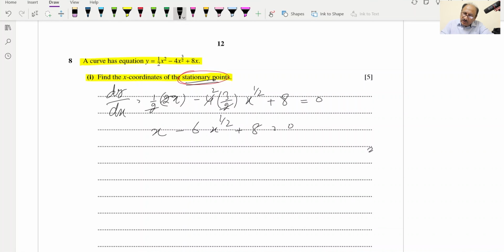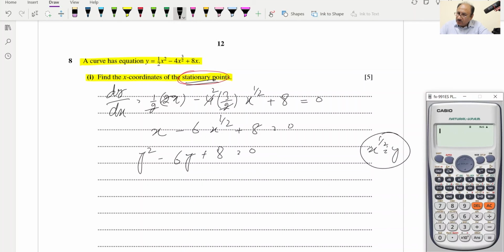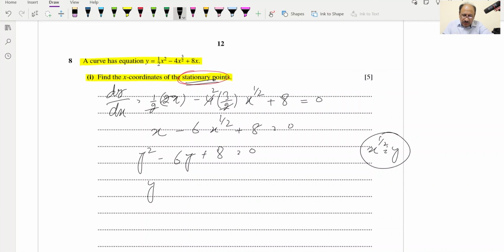So we can put x raised to 1 by 2 equal to y to change it into a quadratic equation. So y squared minus 6y plus 8 is equal to 0. Now this is a quadratic equation which we can solve. Mode 5 3, so the coefficient of y squared is 1, then minus 6 and 8, and this will be equal to 4 and 2. So we can write y is equal to 4 and y is equal to 2. So it means root x is equal to 4 and root x is equal to 2.